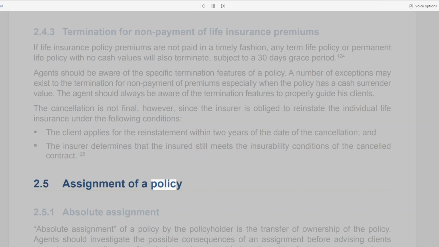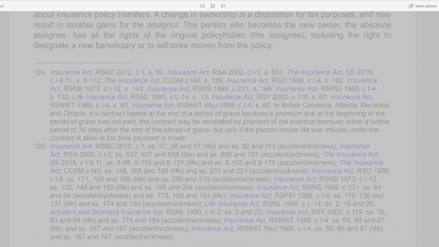2.5 Assignment of a policy. 2.5.1 Absolute assignment. Absolute assignment of a policy by the policyholder is the transfer of ownership of the policy. Agents should investigate the possible consequences of an assignment before advising clients about insurance policy transfers. A change in ownership is a disposition for tax purposes and may result in taxable gains for the assignor, the person who is transferring the policy.